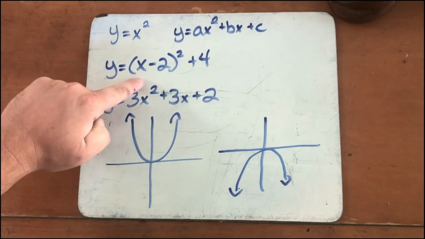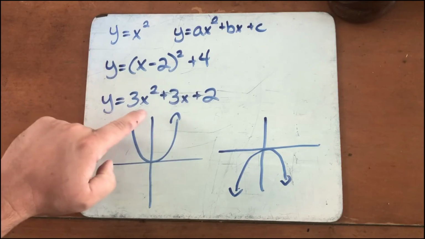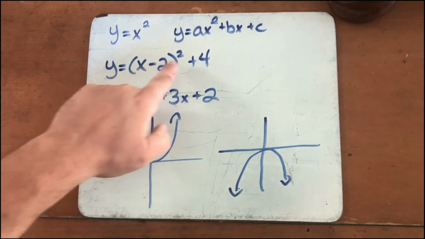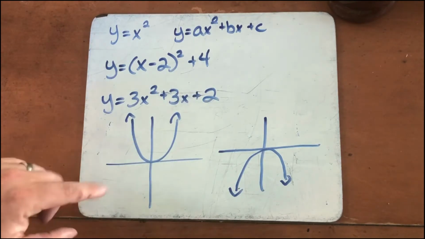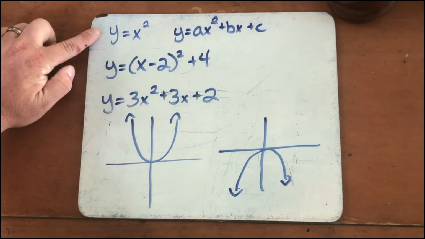So, vertex form, standard form, the power of x is 2, the power of x is 2. All right, a U shape and a U shape. That would give me a parent function of y equals x squared.